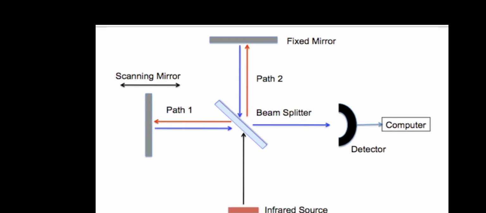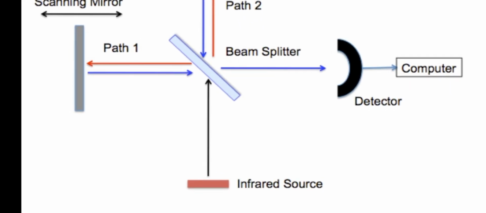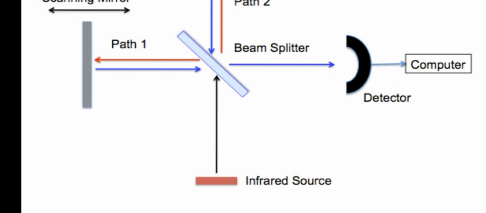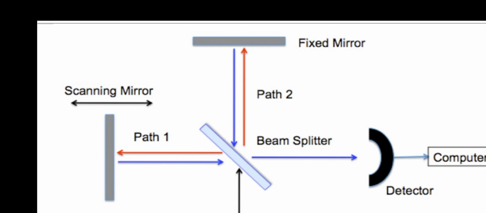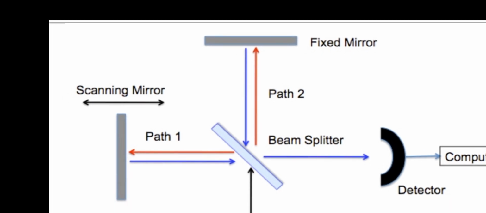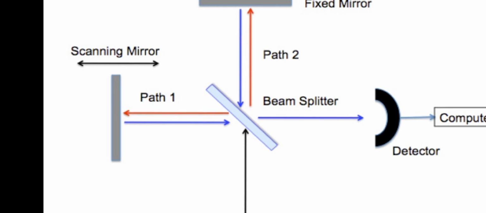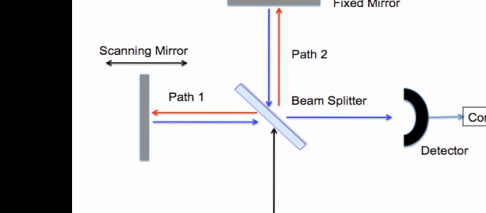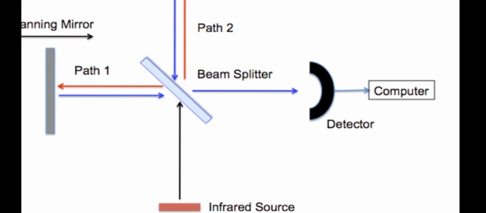So this is the common diagram of an FTIR spectrophotometer, in which a fixed mirror and a moving mirror are used. As you can see from the bottom, the infrared source emits the IR radiation towards the moving mirror. From the moving mirror, it goes on to the fixed mirror above, and the fixed mirror reflects this IR radiation towards the moving mirror. The moving mirror again transfers this light to the beam splitter and through to the detector.